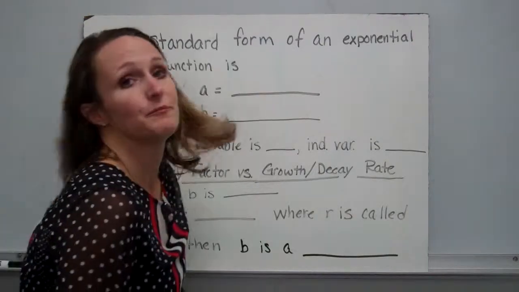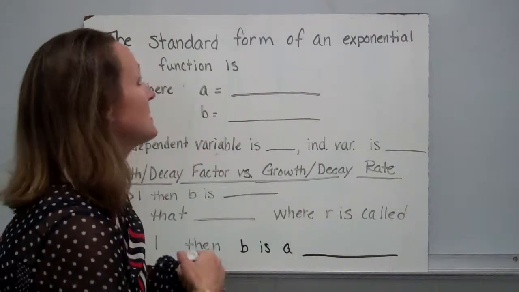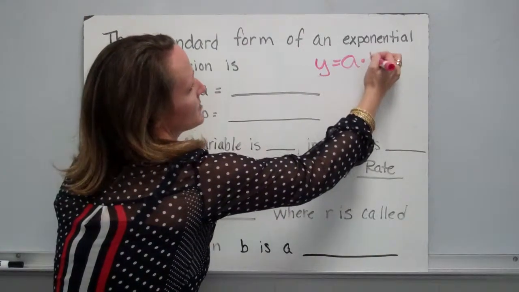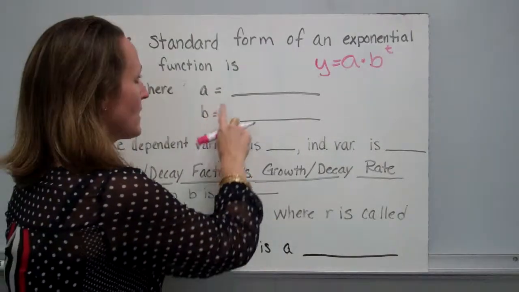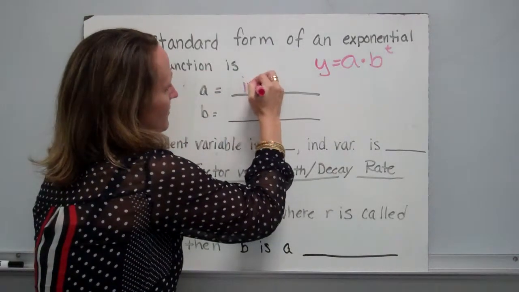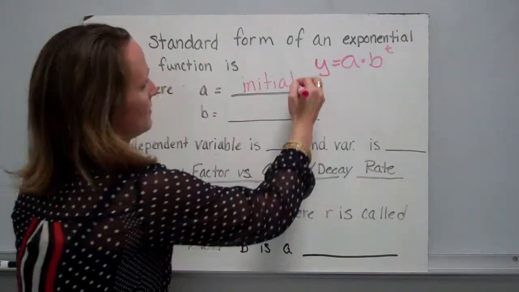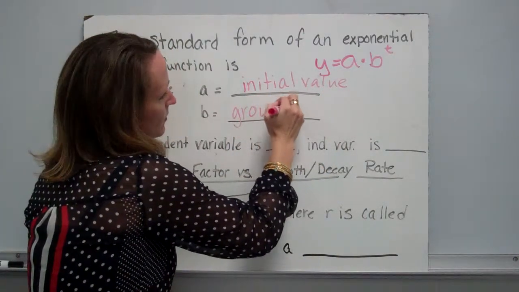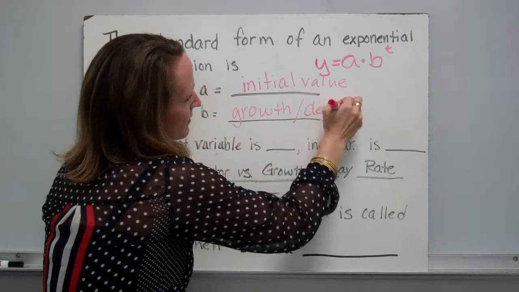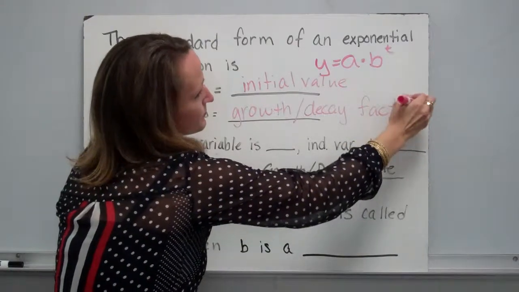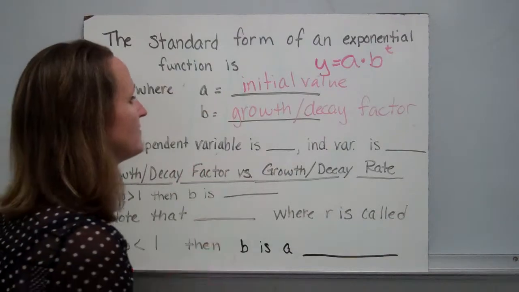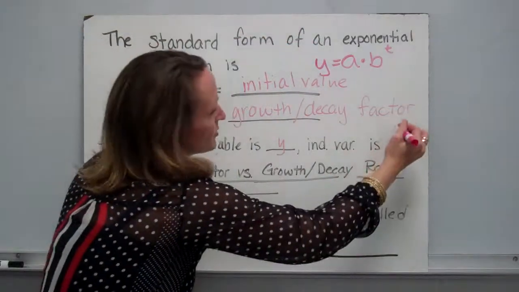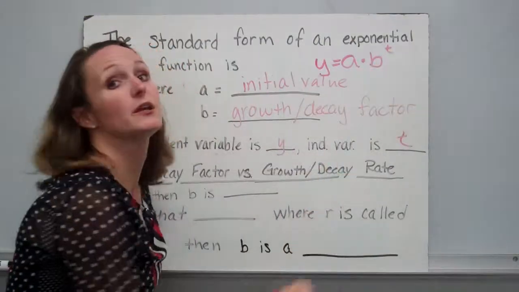Here we're talking about exponential growth and decay. The standard form of an exponential function is y equals a times b to the t, where a equals the initial value, and b equals the growth or the decay factor. The dependent variable is represented by y, so what it equals, and the independent variable is represented by t, or what will be your exponent.